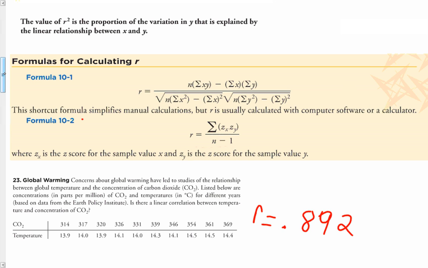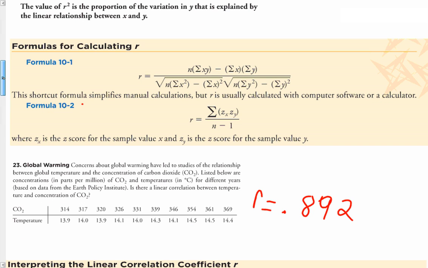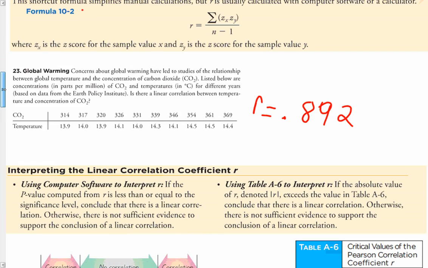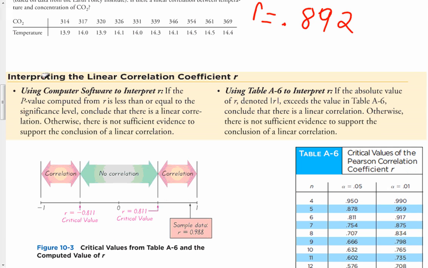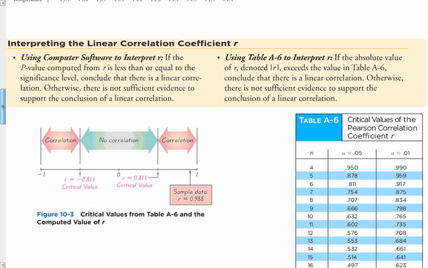Let's scroll down here and see how we're going to interpret R. Okay, so there are two ways we're going to interpret R. We can either use the value of R, or we can convert R to a T test statistic and do the test for R there. So we're going to have two interpretations of R, okay? And this little chart is going to show us how to interpret R.